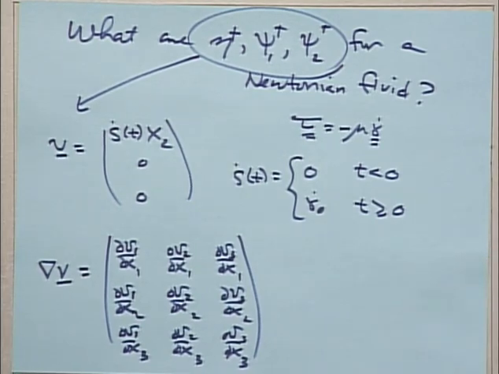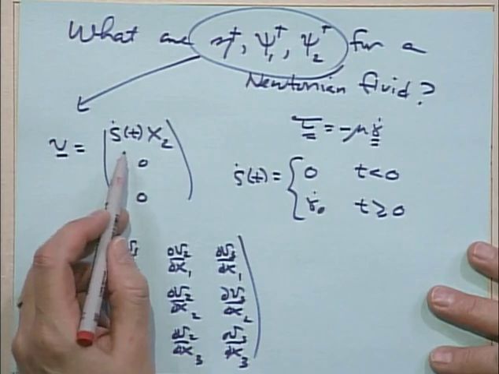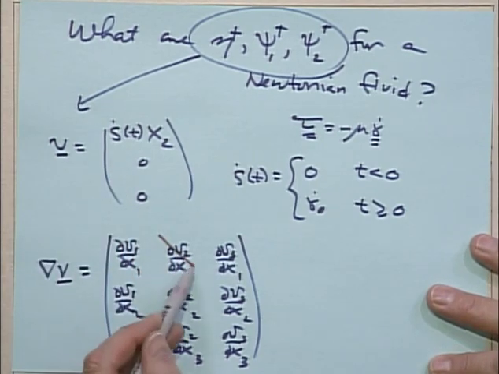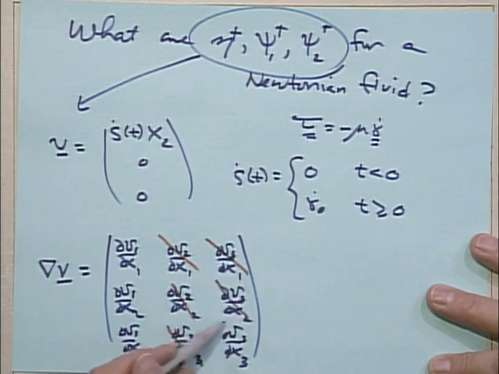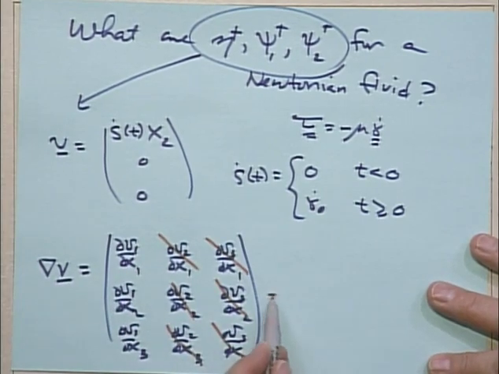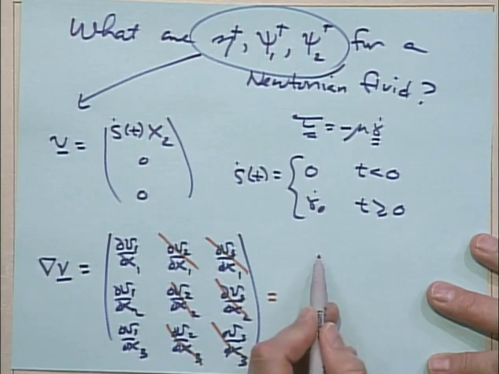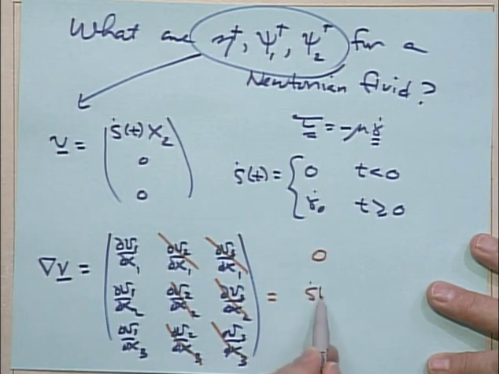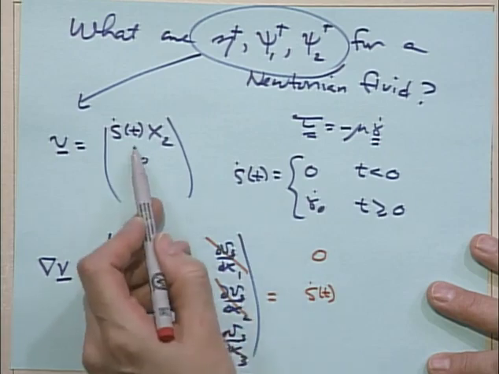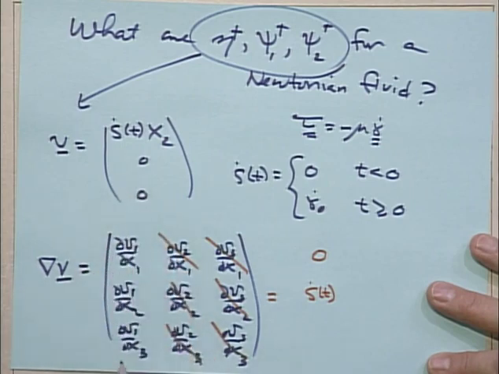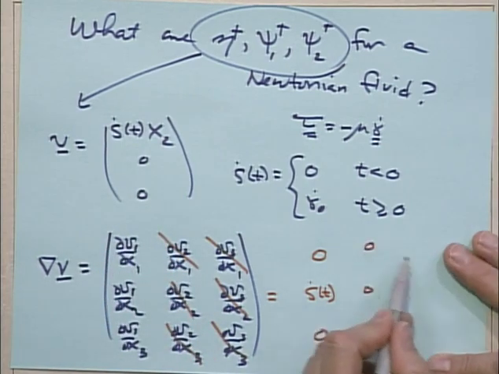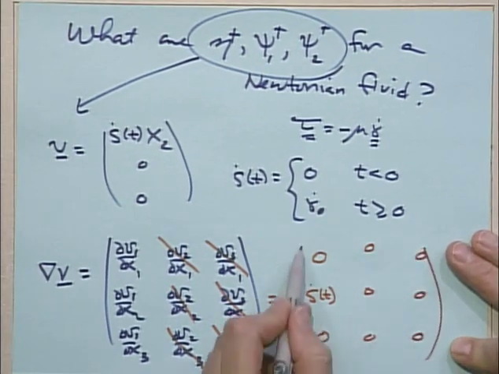Turns out the same as it did before. A little bit different because this is not a constant out front. But V2 is still 0. V3 is still 0. And now we take those derivatives. dV1/dx1 is 0. dV1/dx2 is sigma dot of time. It's a partial derivative, so the fact that this is a function out front is irrelevant. And dV1/dx3 is 0. There are no x3s in there.